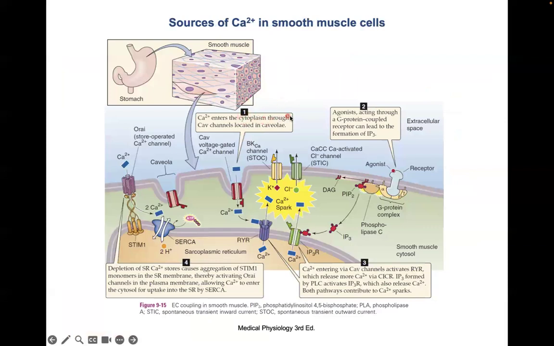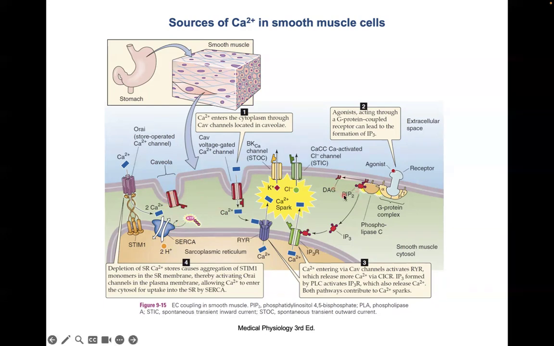I will follow the order as seen here in the slide, in the figure from medical physiology. First source, we have voltage-gated calcium channels in caveolae, the caveolae here, which are present in the smooth muscles. This is where we normally have the T-tubules in skeletal and cardiac muscles. So during depolarization, calcium can move through these voltage-gated channels in caveolae and increase the calcium concentration. This is source number one.